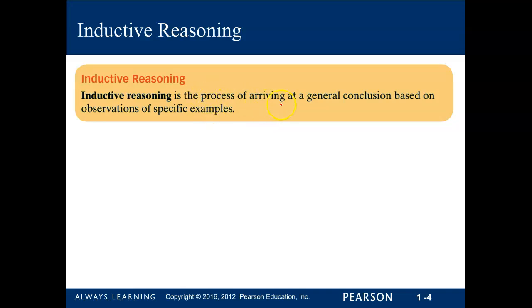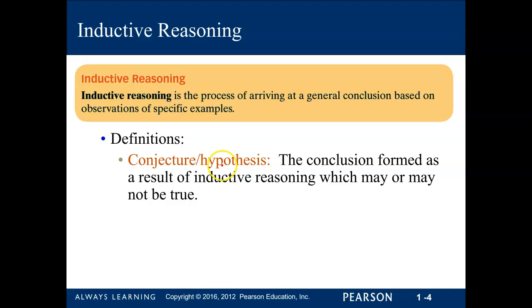It's a process of arriving at a general conclusion based on observations of specific examples. In simplest terms, you are making a generalization, a conclusion based on what patterns you have observed, what examples you have seen. All right. So, when we have what we call a conjecture or a hypothesis, that is the term that we use for the conclusion. This conclusion may be true, it may be false. It depends on how well we look at the patterns, or how many observations we have made.